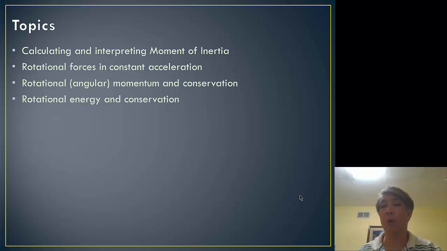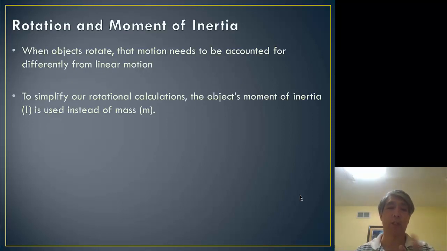talk about objects rotating and using torque, we're not going to be using the mass of the object anymore, but the object's moment of inertia. This is a rotational equivalent to mass. Then we'll look at rotational forces and constant acceleration, and then momentum and energy in separate PowerPoint slides.